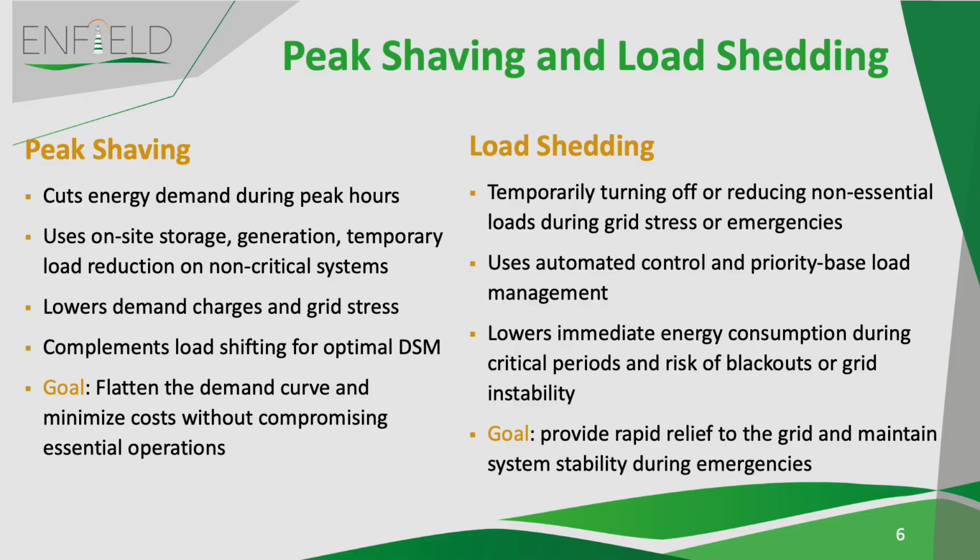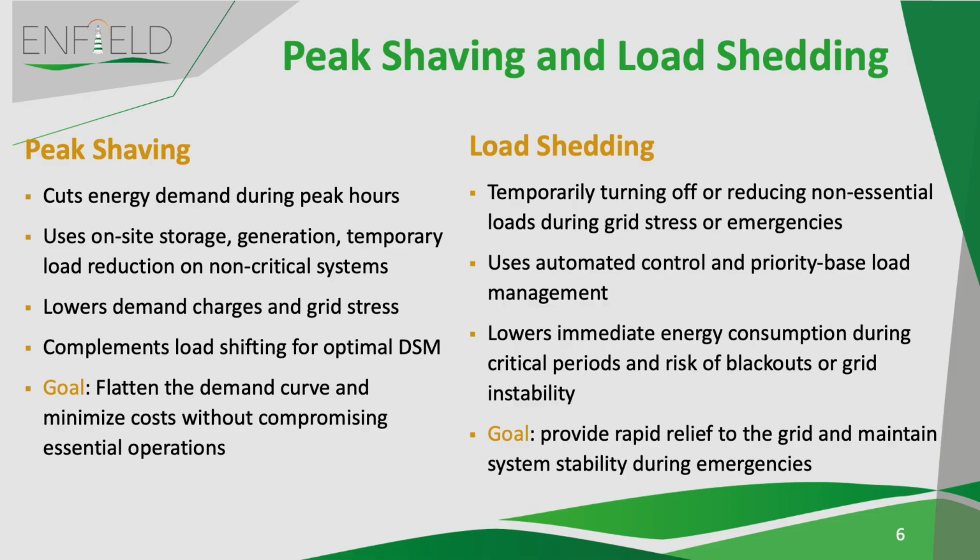Finally, let's talk about load shedding. This is more of an emergency and last resort measure. When the grid is under severe stress or during critical events, load shedding temporarily turns off or reduces non essential loads like decorative lighting or certain HVAC zones. It's fast, automated, and helps prevent blackouts.